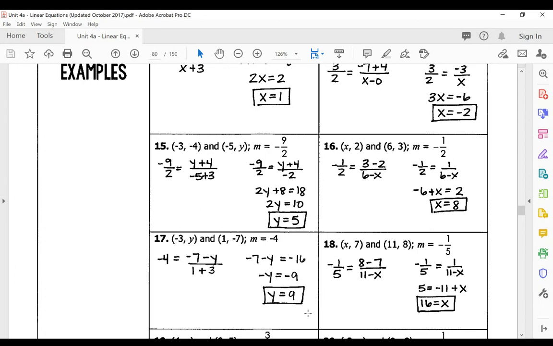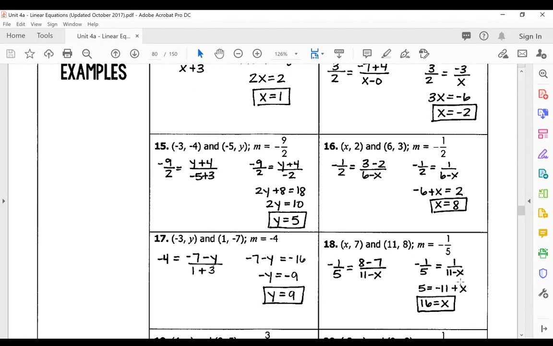In number 18, our slope is negative 1/5, and that's equal to our y values, 8 minus 7, divided by our x values, 11 minus x. We can simplify this because 8 minus 7 is just 1. When we cross multiply, if I put the negative sign with the 1 and multiply negative 1 times 11 minus x, I get negative 11 plus x on one side of my equation. And 5 times 1 is 5. Since I'm writing an equation, it really doesn't matter which diagonal goes on which side of the equation.